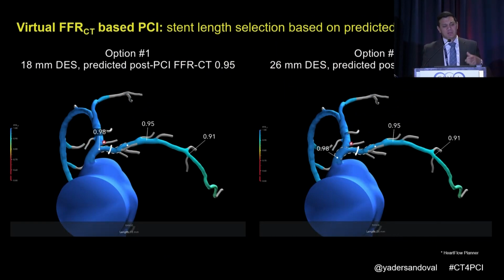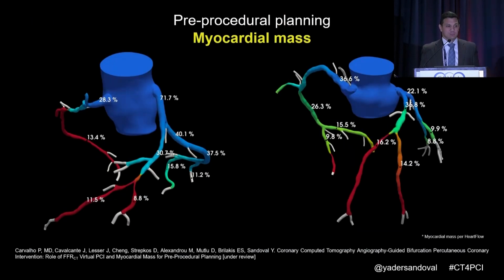Something that we've been doing, and this is the reason we got into this journey, is because now we do virtual CT-guided PCI, in which we look at all these CTs, and we therefore select the stent length based on the predicted post-PCI FFR CT. And again, the value of this is that if you see on the right, we don't necessarily need a long 26-millimeter stent, as shown on the left. An 18-millimeter stent would give you the same predicted post-PCI FFR CT, and this is what we've been doing in our practice to choose the appropriate stent for the right patient.